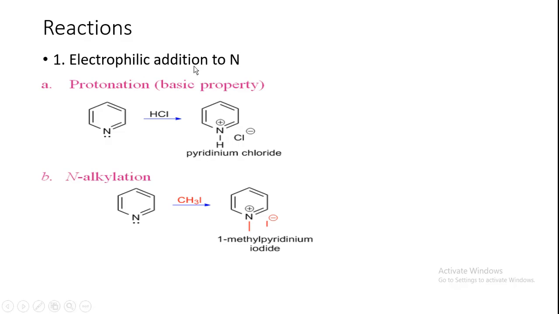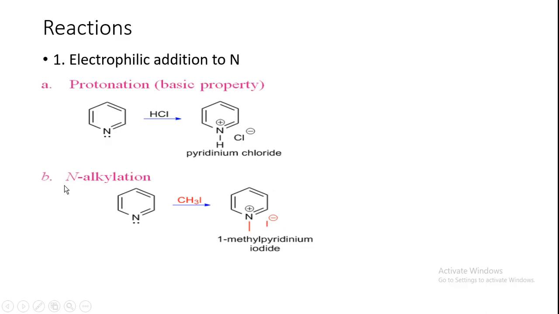Electrophilic addition to nitrogen. Pyridine undergoes electrophilic addition to nitrogen because nitrogen has an extra electron pair. So in acid, protonation will take place, that means from HCl, H+ will be released and that will be taken up by this nitrogen to form pyridinium chloride. Okay, so this is the reaction, just a basic property, that means it can act as a base.